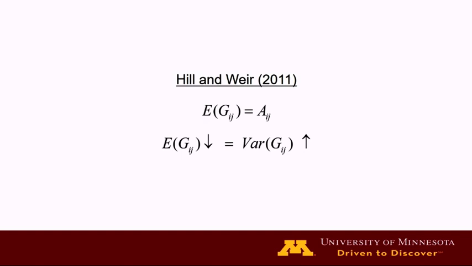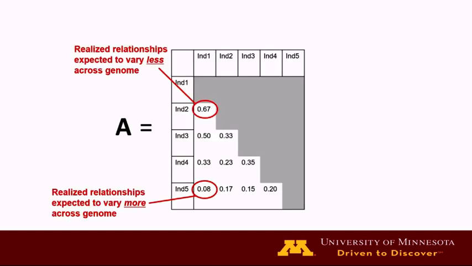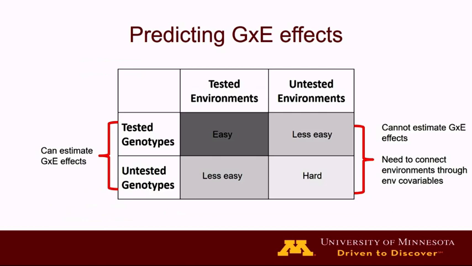All right, let me go to the next slide here. So basically this is what this says. It says that if you have two individuals that are distantly related, their true relationships are going to vary more across the genome. They're going to vary more than individuals that are more closely related. All right. So I'm not going to go any further with that right now, but I'll touch on it later. Next, I want to talk about the topic after this.